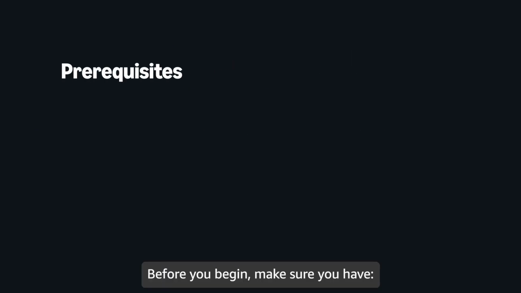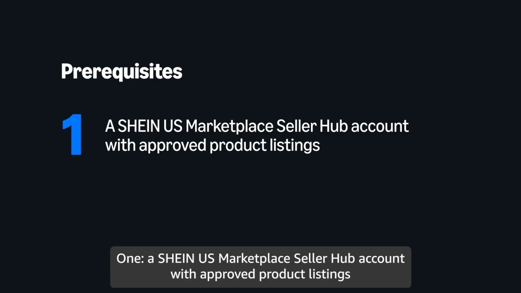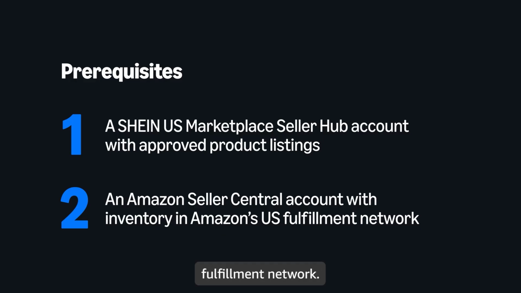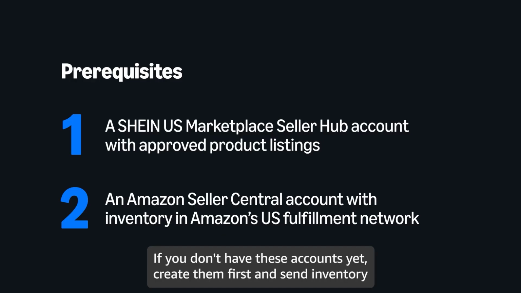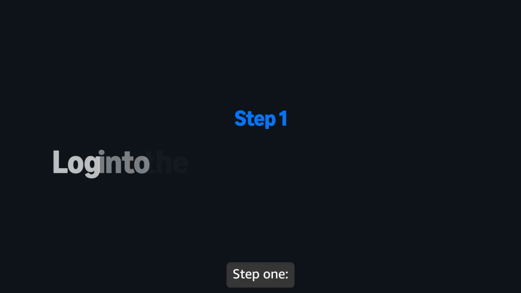Before you begin, make sure you have: 1. A SHEIN US Marketplace Seller Hub account with approved product listings. 2. An Amazon Seller Central account with inventory in Amazon's US fulfillment network. If you don't have these accounts yet, create them first and send inventory to Amazon using Fulfillment by Amazon, also known as FBA.